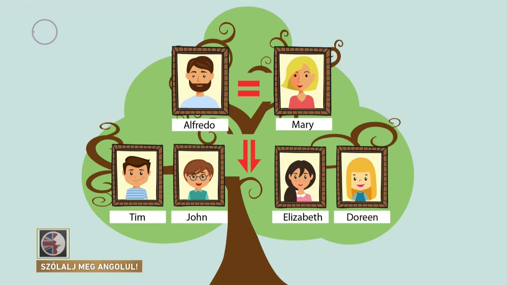Okay, so last lesson we looked at the Benchfield family again. We know 6 members of the Benchfield family: Alfredo and his wife Mary, and their 4 children, Tim and John and Elizabeth and Doreen. Tim and John are their sons, and Elizabeth and Doreen are their daughters. Now, let's meet some more members of the Benchfield family tree. This is Alfredo Benchfield's father. His first name is Jeffrey. His surname is Benchfield. His full name is Jeffrey Benchfield.